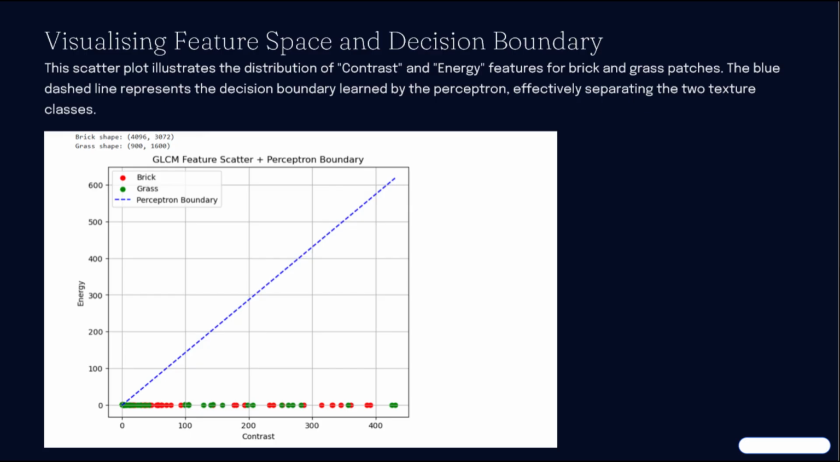This slide shows the feature space created from the GLCM values, specifically contrast and energy, for both brick and grass patches. Each point represents one patch, red for brick and green for grass. You can see that the two textures naturally form separate clusters. The blue dashed line is the Perceptron's decision boundary, which it learned during training. This line effectively separates the two classes, showing that even simple features can successfully distinguish textures.